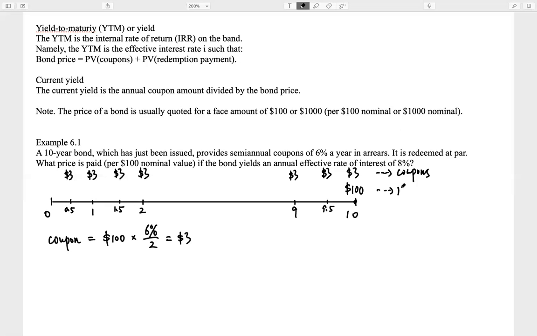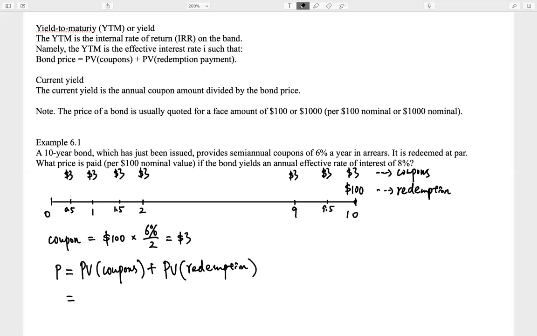So this is the redemption payment. So these are the cash flows. $3 is received every 6 months. In the end, the buyer will also receive $100. So how are you going to calculate the price? Price equals PV of coupons plus PV of redemption payments.